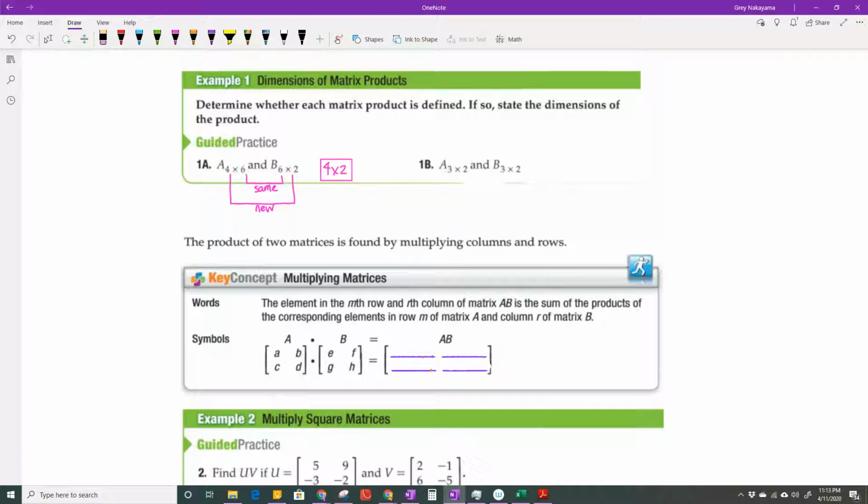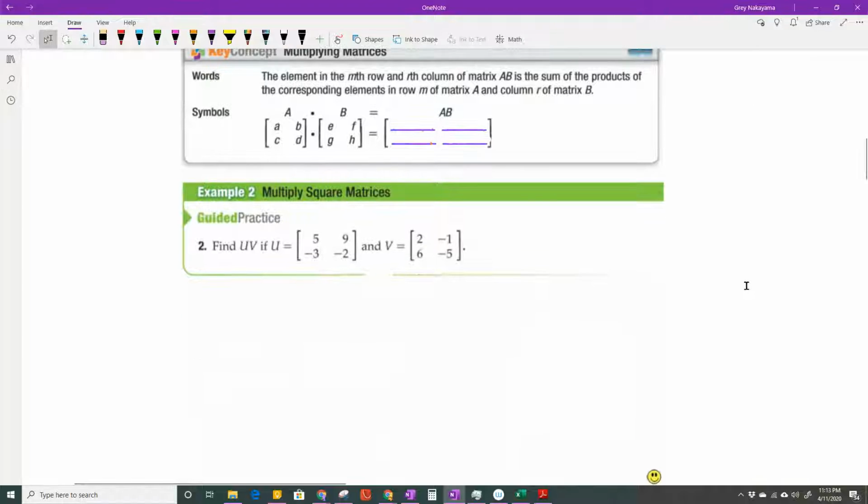Okay, look at 1B. We have a 3 by 2 and a 3 by 2. Those inside numbers are not the same. So that means that this product is not possible. So first off, you have to figure out if the dimensions make the product possible. And if the dimensions do make the product possible, then this is how you're going to multiply them.